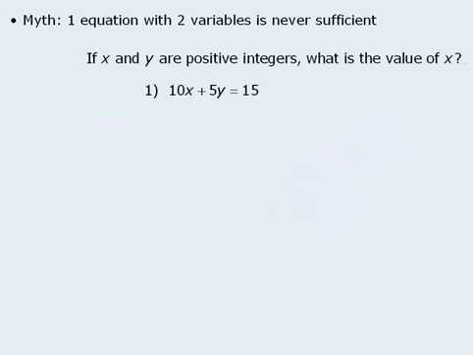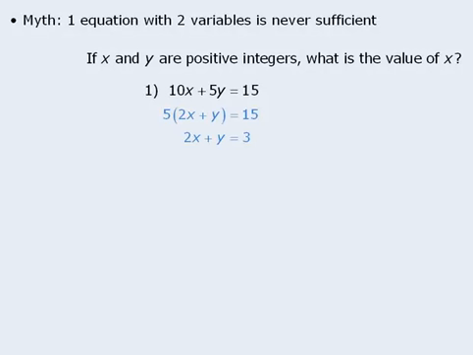Here's another question with one equation and two variables. Here we want to find the value of x, and statement 1 gives us one equation with two variables. Before we conclude that statement 1 is not sufficient, let's take a closer look at this equation. First, we'll factor the left-hand side, and now we'll divide both sides by 5. When we do this, we get 2x plus y equals 3.